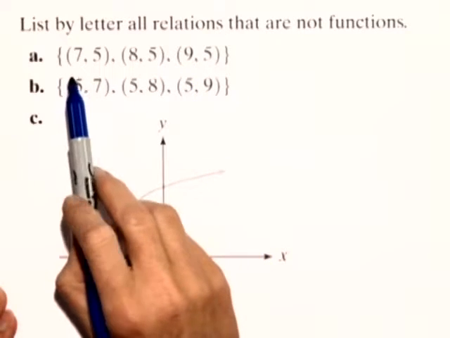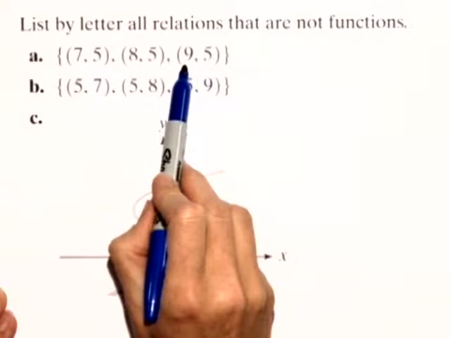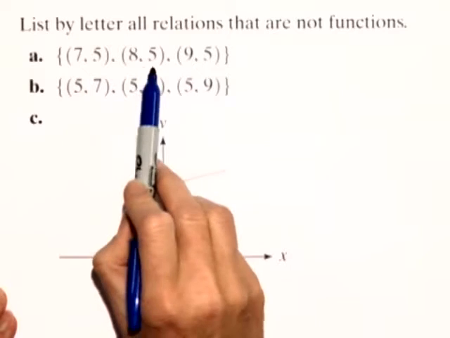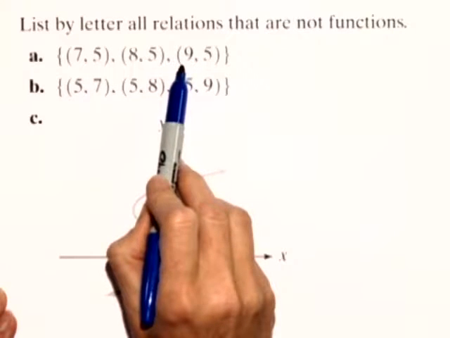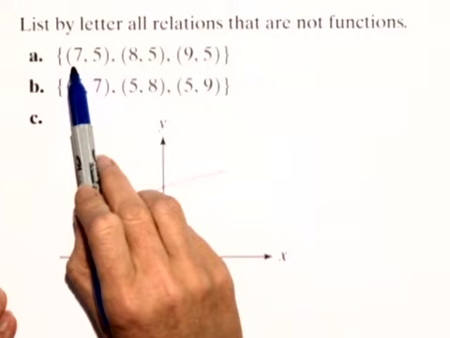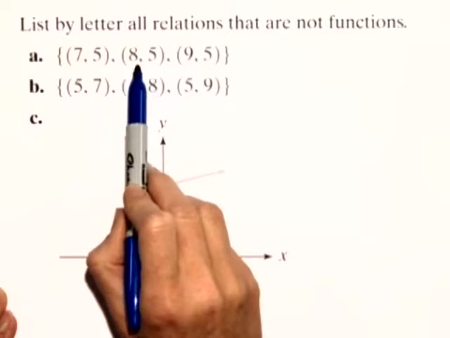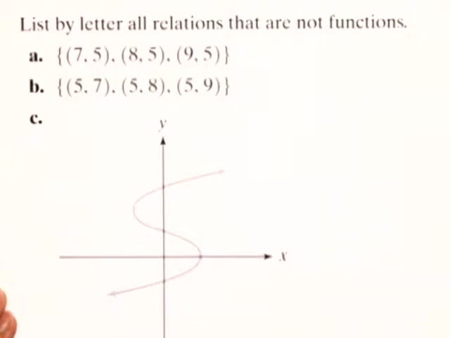Well, here's the key. We look at the first elements, 7, 8, and 9. If no first element is repeated, then it automatically is a function, because we cannot have any first element paired with a second element and then have that same first element paired with a different second element. So A represents a function, so we're not going to list that.